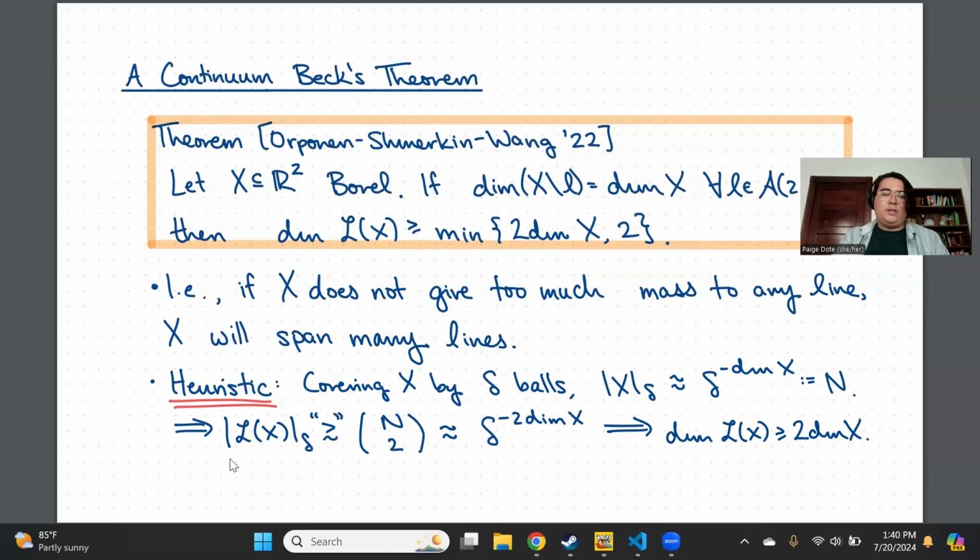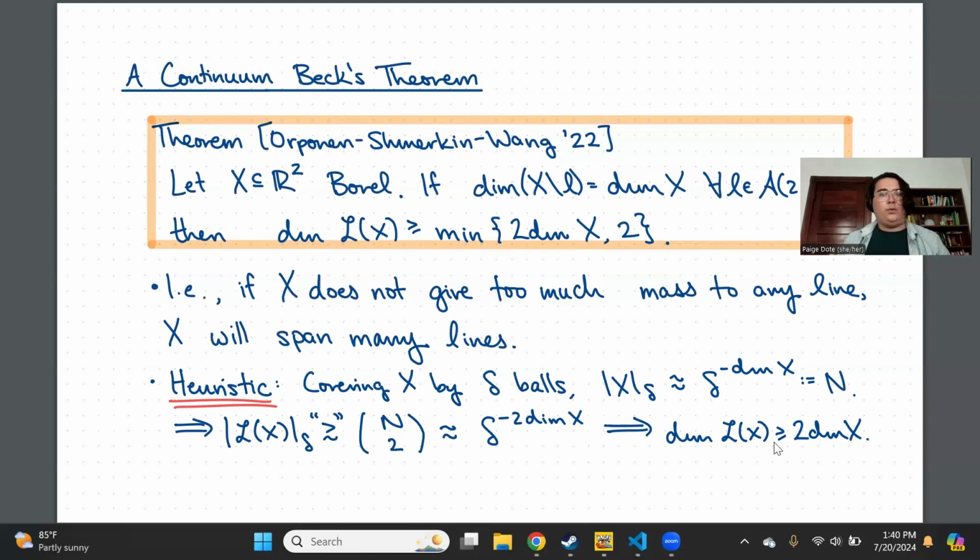And then the idea is that if we cover the set of lines spanned by X by delta balls, it should be still approximately the number of delta balls it took to cover X choose 2, which is n choose 2, which is approximately delta to the minus 2 dim X. So by the same heuristic reasoning that implies this approximate equality, we'll end up getting that the dimension of the set of lines spanned by X is at least 2 dimension of X. This, of course, is extremely heuristic.